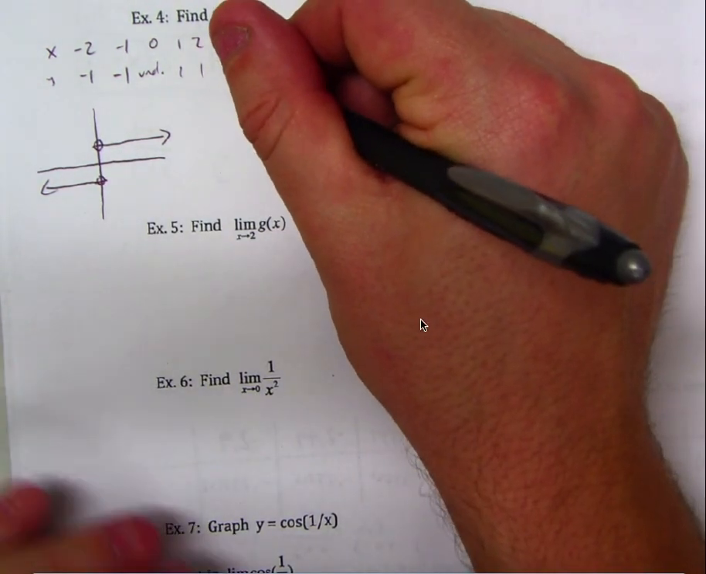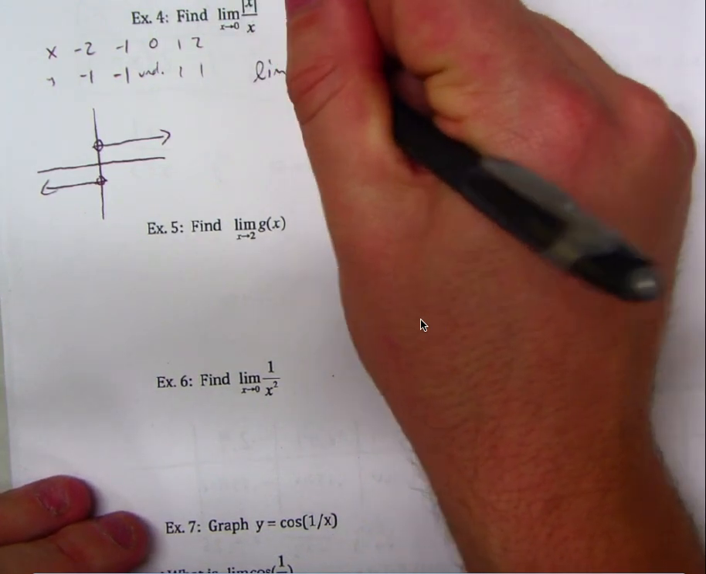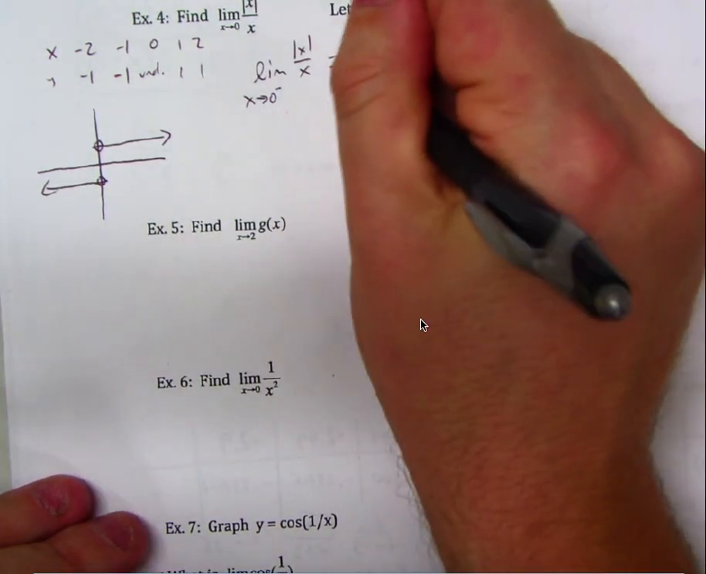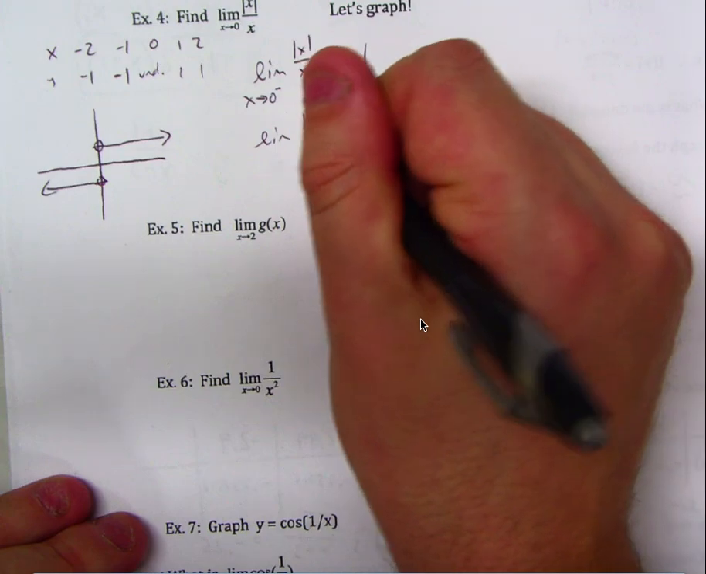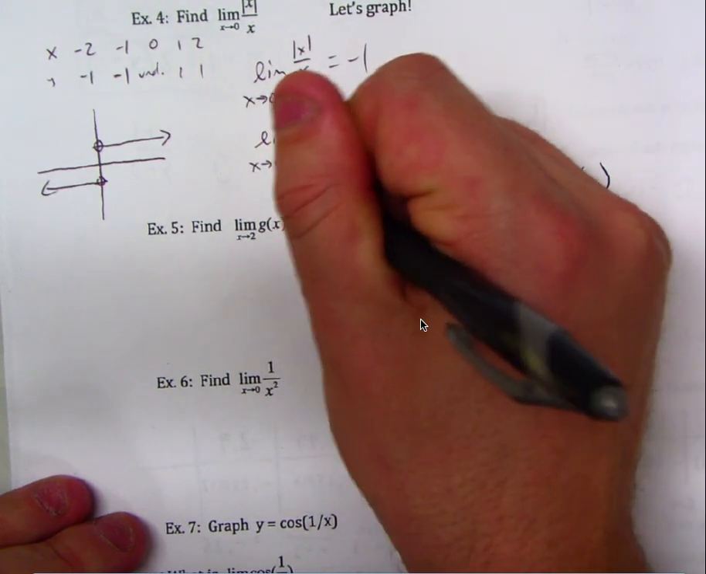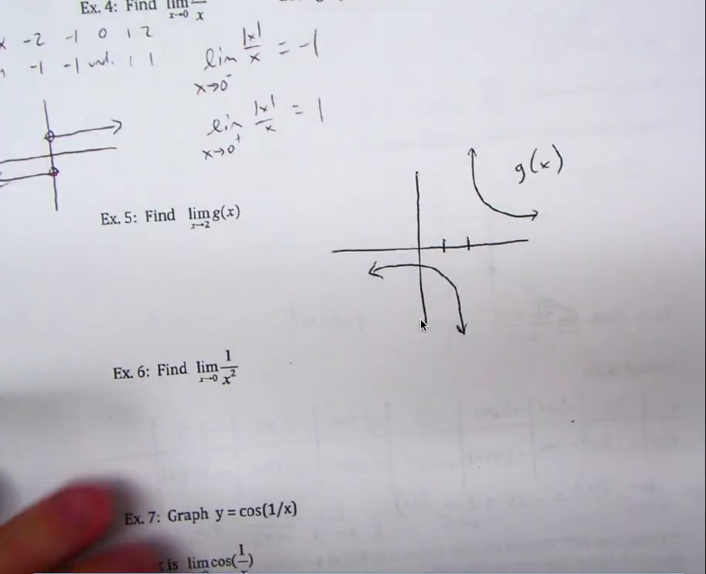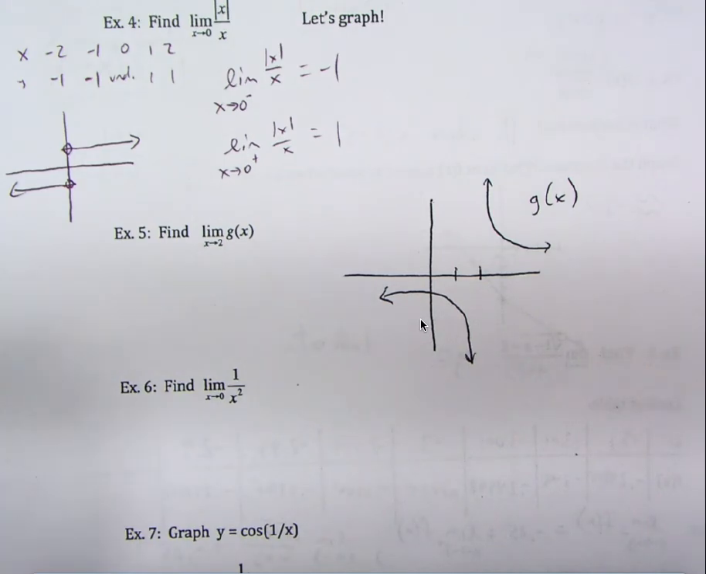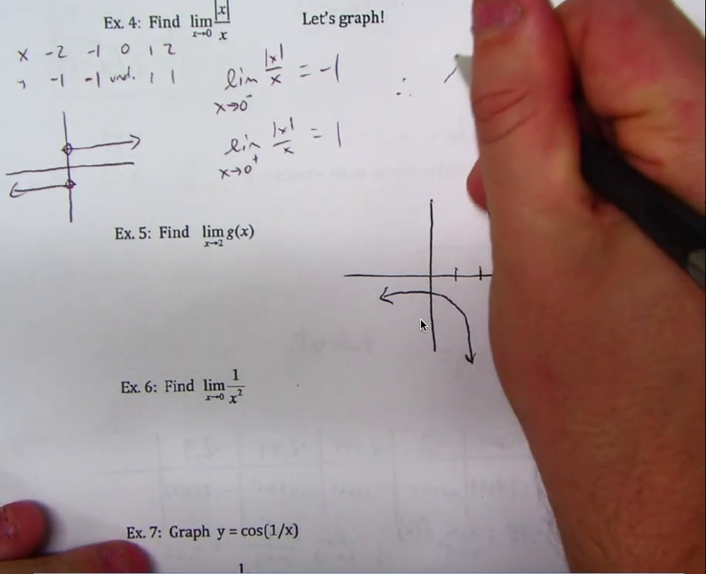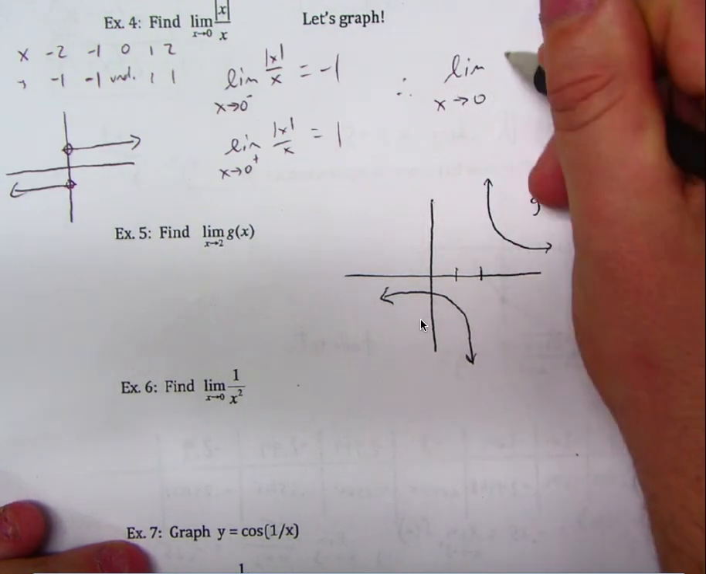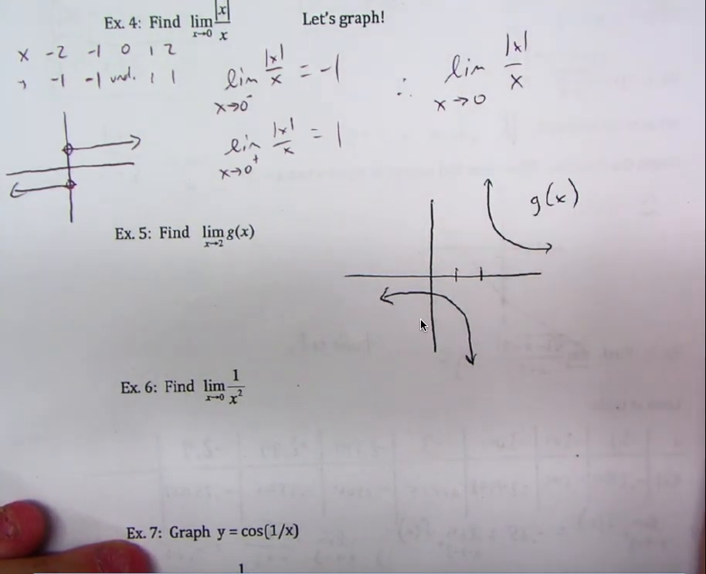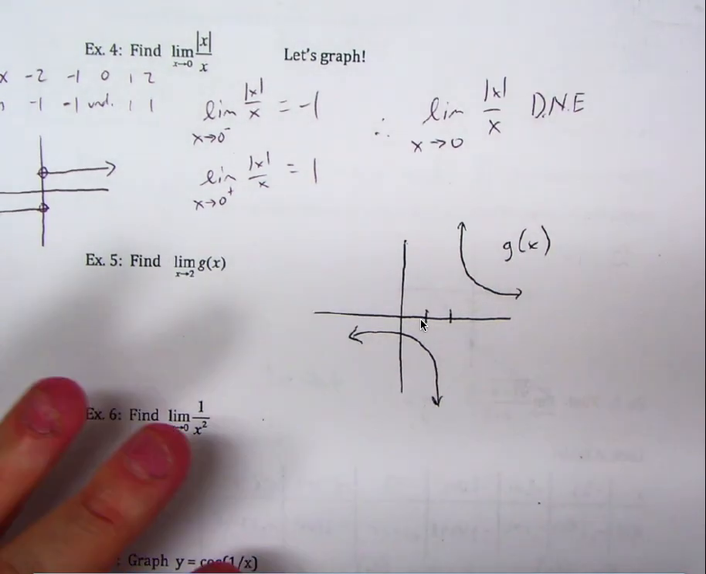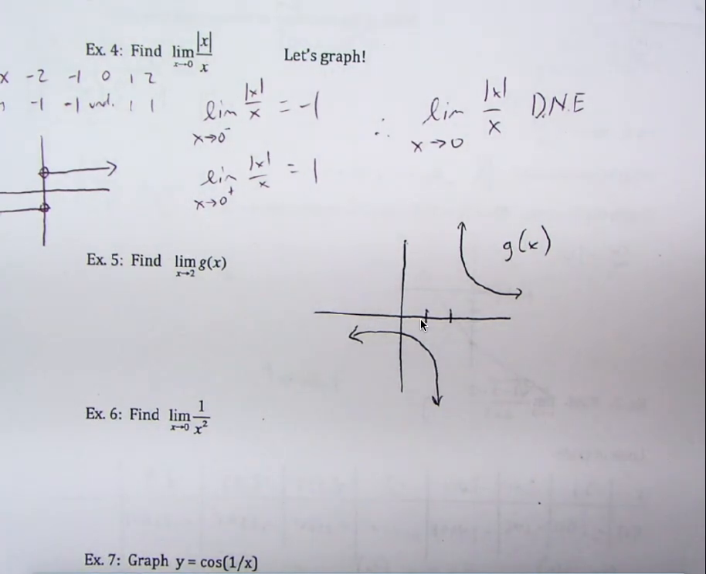But I'm going to write out this notation. The limit of absolute value of x over x as x approaches 0 from the left equals negative 1. The limit of absolute value of x over x as x approaches 0 from the right equals positive 1. Since the left-handed limit and right-handed limit are not equal, we say the limit as x approaches 0 of absolute value of x over x does not exist. We don't really say equals does not exist, we just say the limit does not exist.